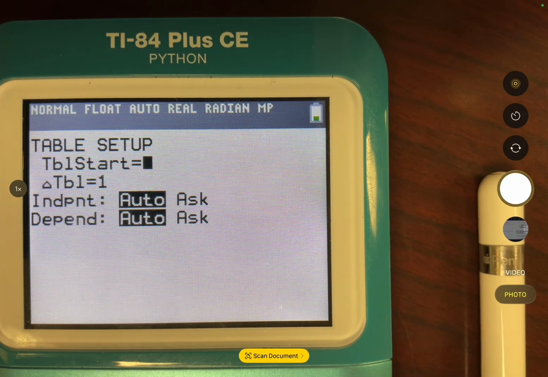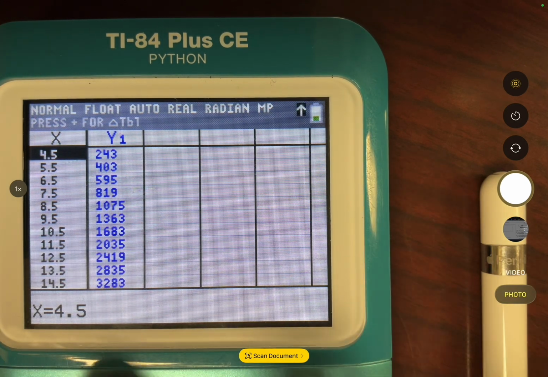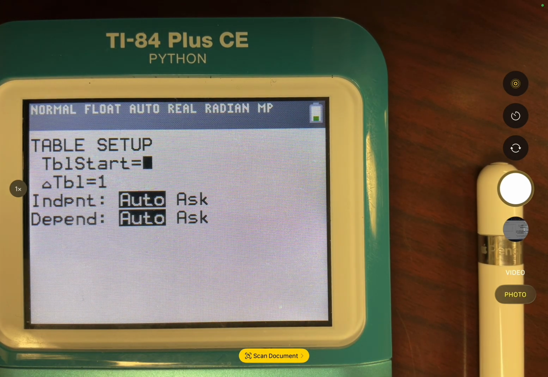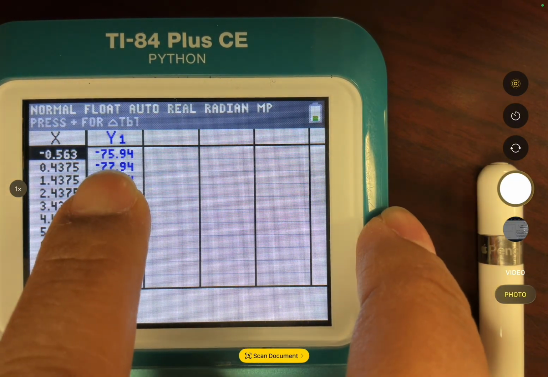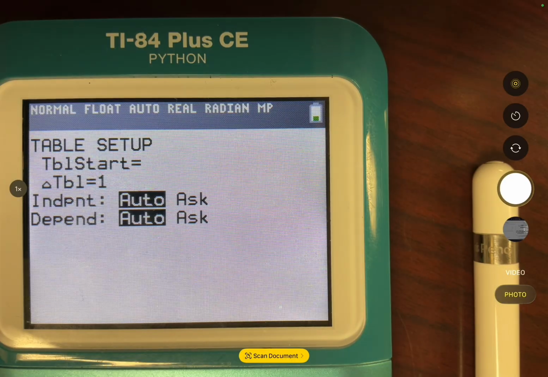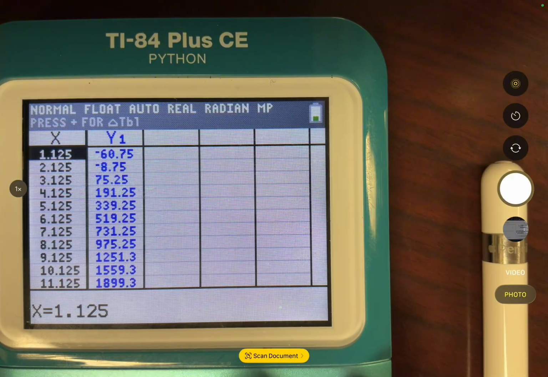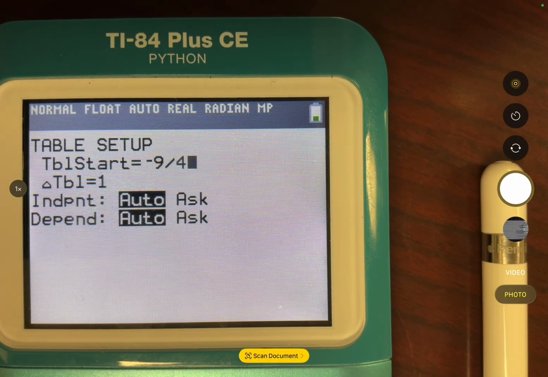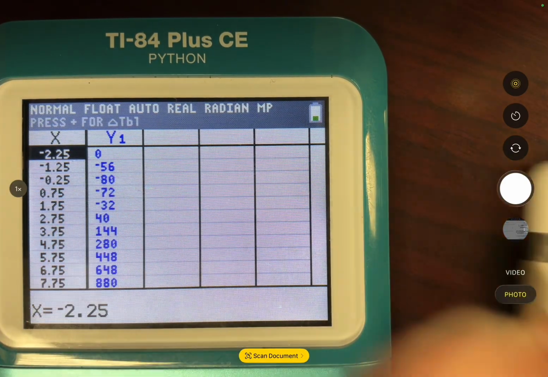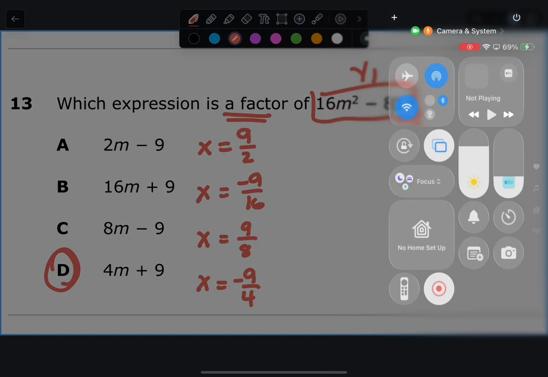So 9 divided by 2 is the first answer choice. It doesn't give me a 0. Negative 9 divided by 16 doesn't give you a 0. Positive 9 divided by 8 doesn't give you a 0. And then last, negative 9 divided by 4 gives you a 0. So your answer is D. All right. Questions? No.